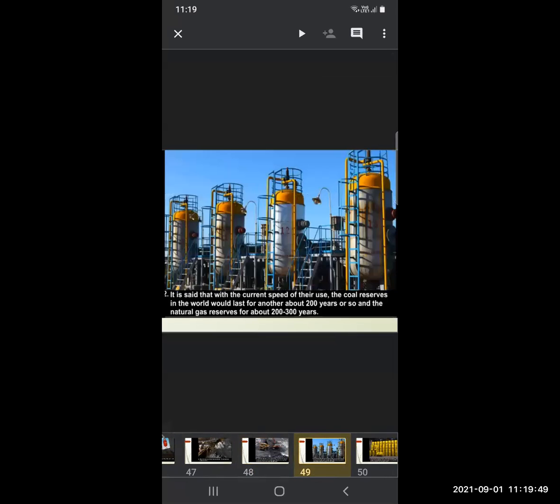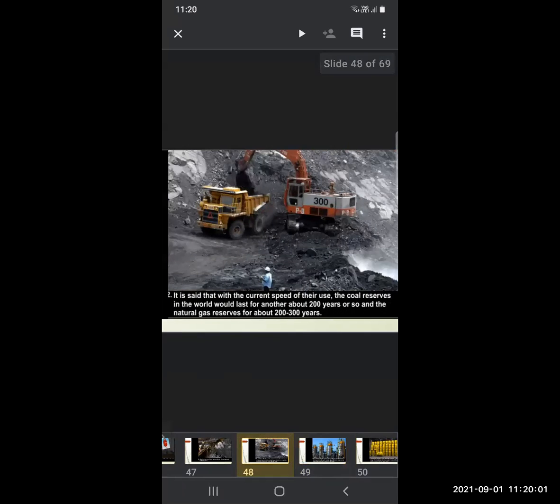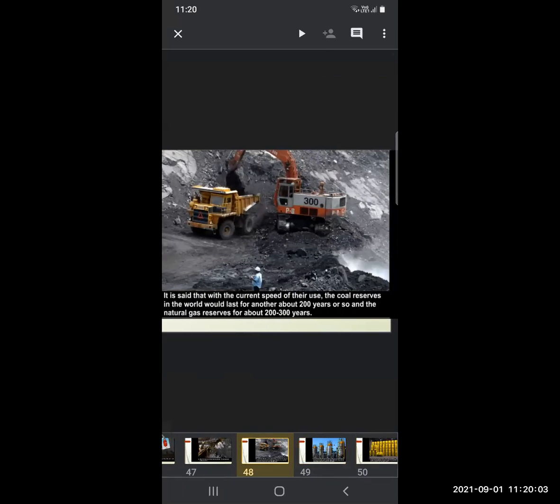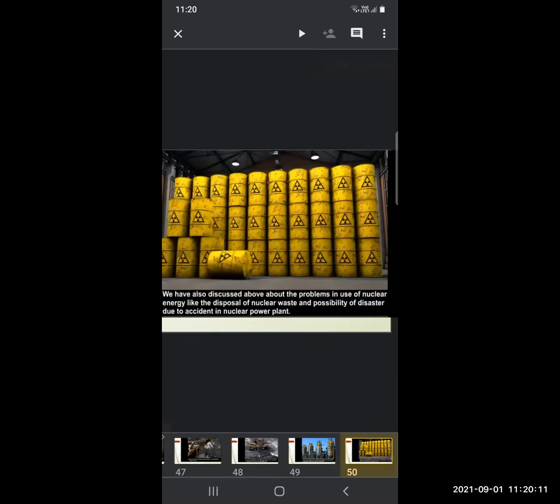It is said that at the current speed of use, the coal reserves in the world, this we have seen, and this is the natural gas reserves. This was the example of coal, and this is of about natural gas.